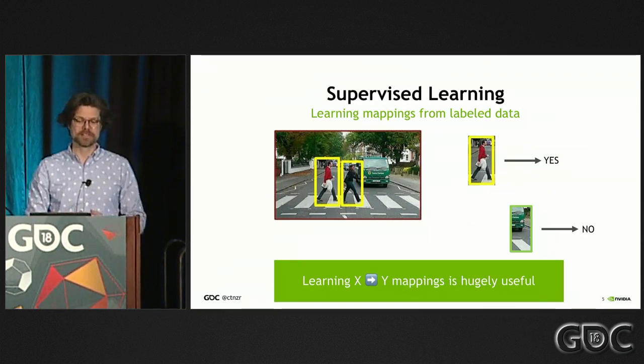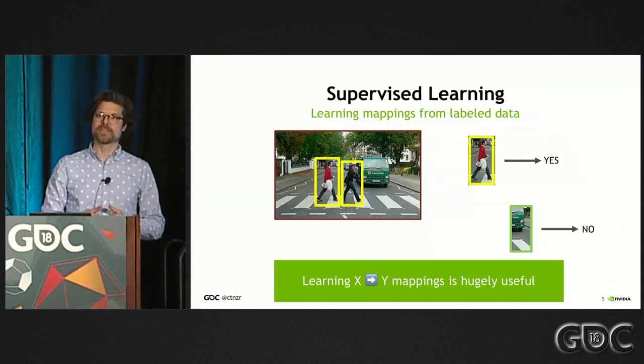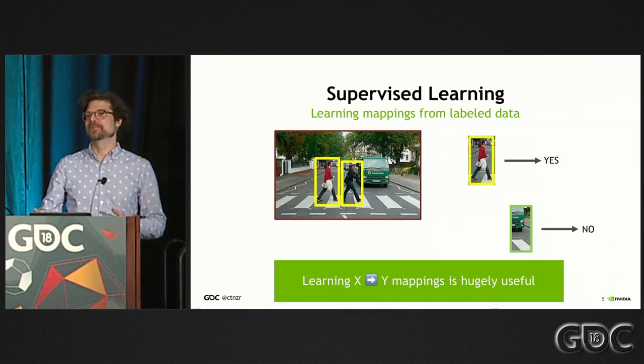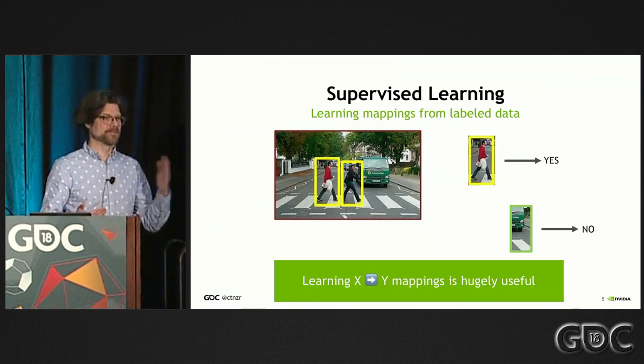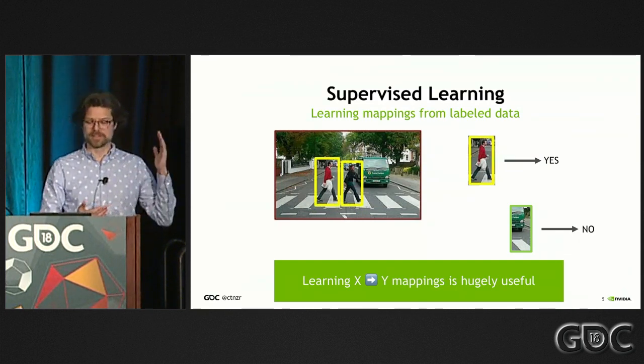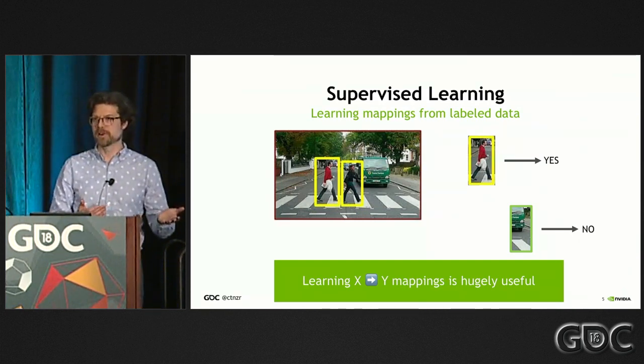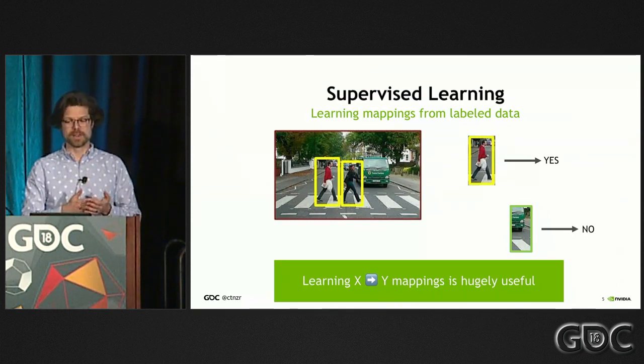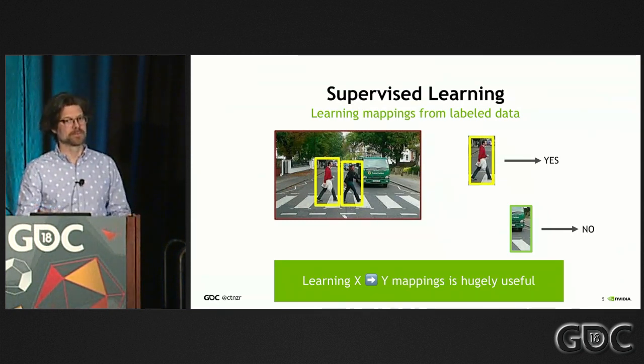We call this supervised learning when we have a data set that has a lot of examples of X's and Y's. So a lot of pictures in this case, and a lot of labels about where the people are in the pictures. Then we can think about this as a supervised problem.